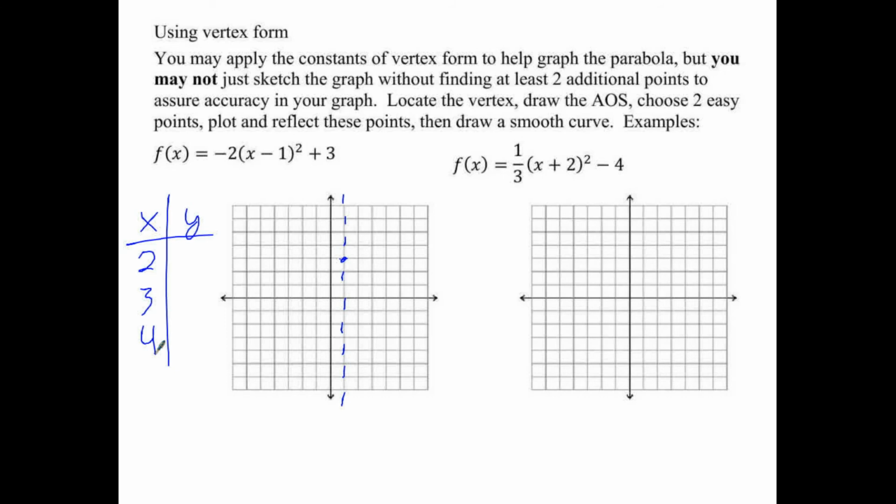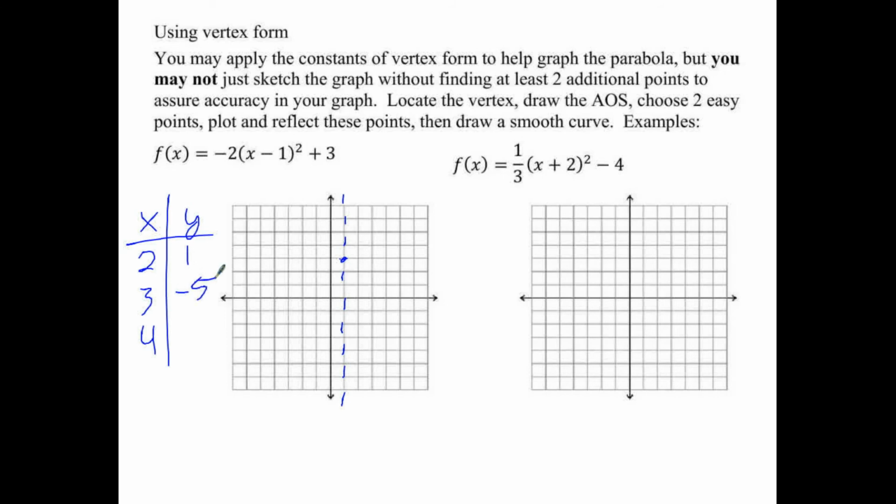Now, when I plug in 2, you just need to follow the order of operations. So we're plugging 2 inside the parentheses. Inside the parentheses goes first. So 2 minus 1. Then exponents happen. So 1 squared. Then multiplication happens. So 1 times negative 2. And then addition happens. Negative 2 plus 3, 1. Okay? Just follow the order of operations and you're going to get there. So 3 minus 1. Negative 2 squared. 2 squared is 4. And then 4 times negative 2. Okay, and then negative 8 plus 3.